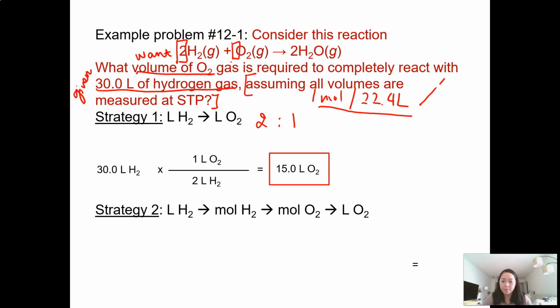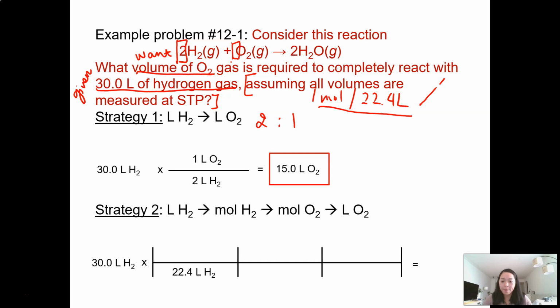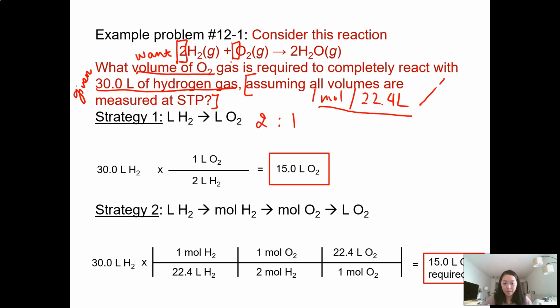So let me go through the calculation. You start with your given, and now you put your conversion factor at the bottom because you want it to cancel out. And you put mole H2 at the top because that's what you want. So on and so forth. You do the mole ratio between H2 and O2, 2 mole H2 and 1 mole of O2. Then you convert it back to a liter of O2 using that conversion factor. You will get the exact same answer.